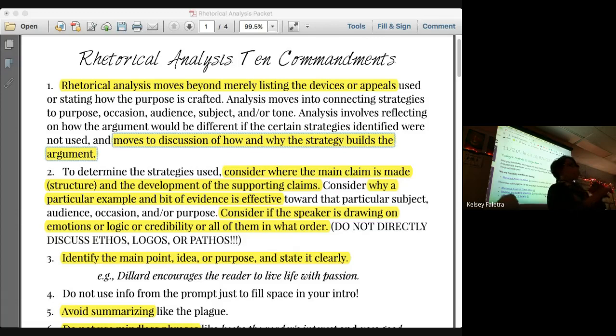But in general, no, unless you're quoting a text, right? So those are, I guess you could call them, the 10 commandments. They're tips, things that we're looking for as instructors. The next thing that I want you to look at is the outline, the rhetorical analysis outline format.